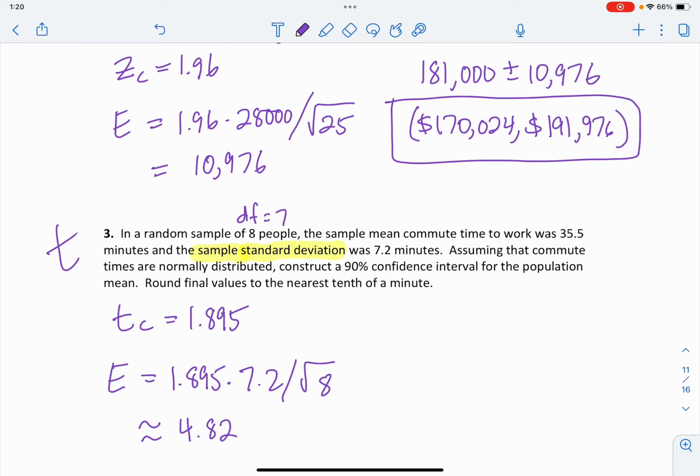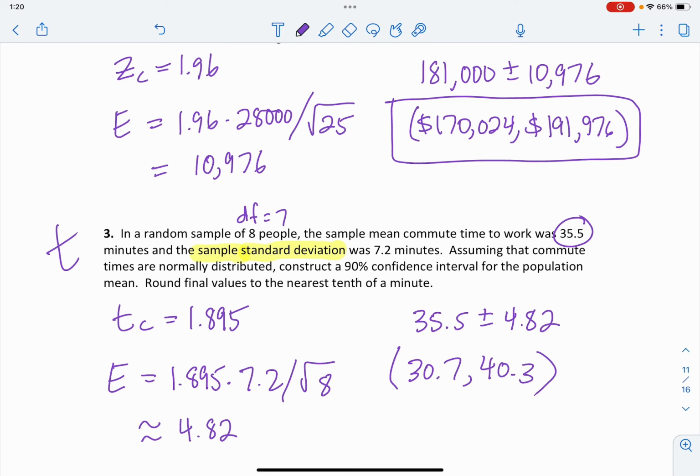Okay. What do I do with that? Add and subtract to the one number we haven't used, right? That mean number of minutes. Right. So I'm going to take 35.5, add and subtract 4.82 for my final answer. 30.7, 40.3.